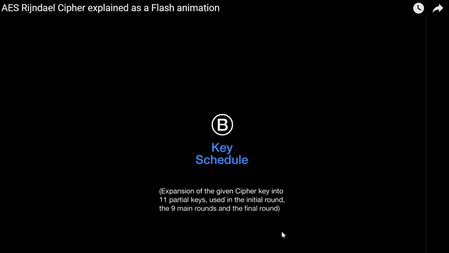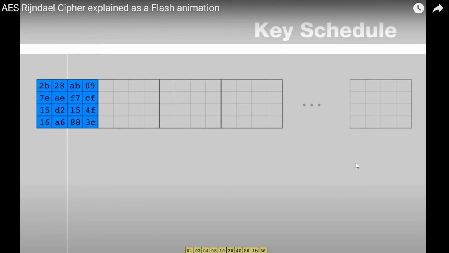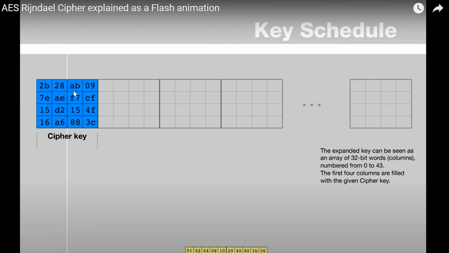So this is the part that we didn't cover in our lecture. I think it is easier to cover it in this video. So this is our key, the 128-bit original key that we received from the user, and we need to expand it. And now we are going to see how we're going to expand it.